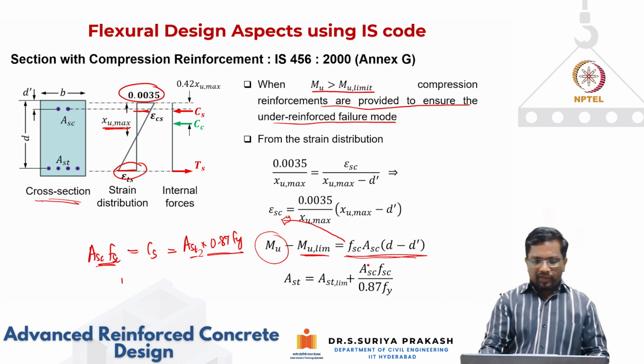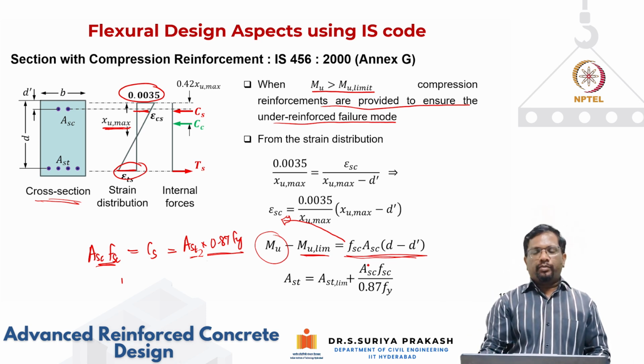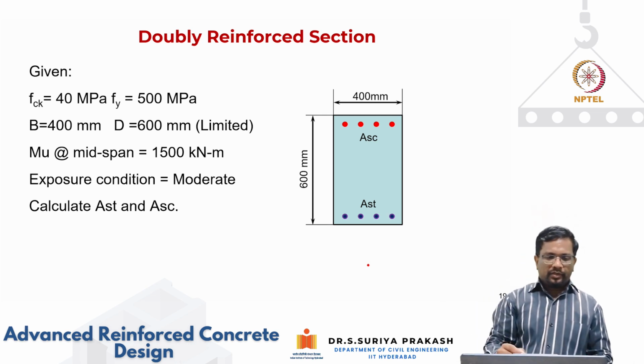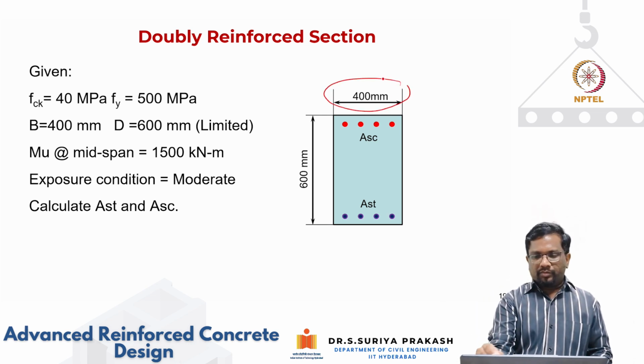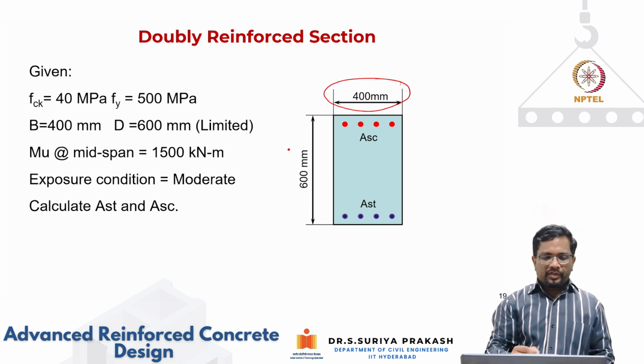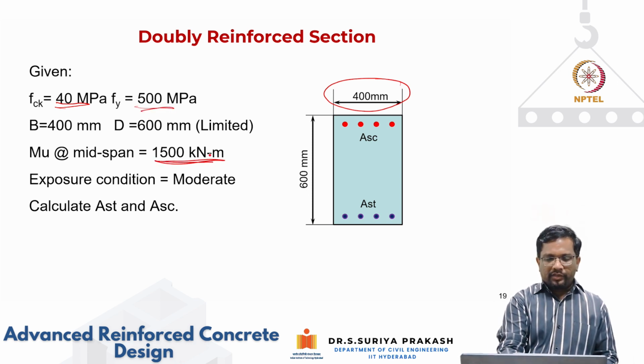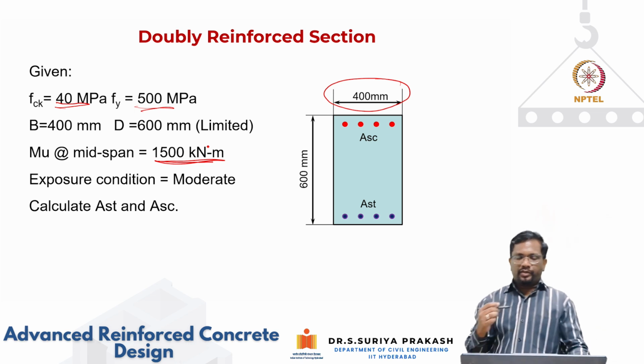Now let's run one example problem, then it will become very clear. Let's say I take the same section, 400 mm by 600 mm depth, and I'm taking a characteristic strength of 40 megapascal, and the grade of steel is 500 megapascal, and my moment demand is now 1500 kilonewton meter.